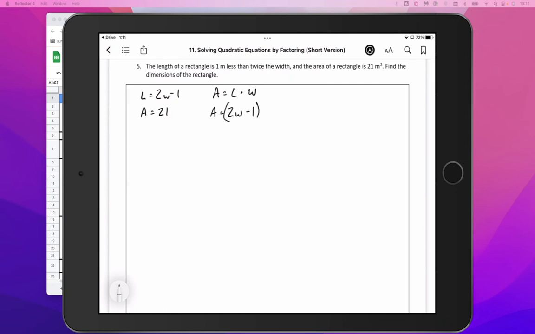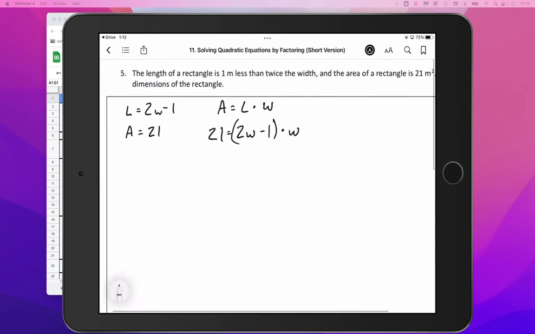And I'll explain why. Because now on the right side of this equation, we only have w's. And so we can do stuff with this now that we couldn't do before because we had an L and a W. We also have an A, but we know what the A is. And so at this point, we're also going to replace the A, the area. The area is 21.